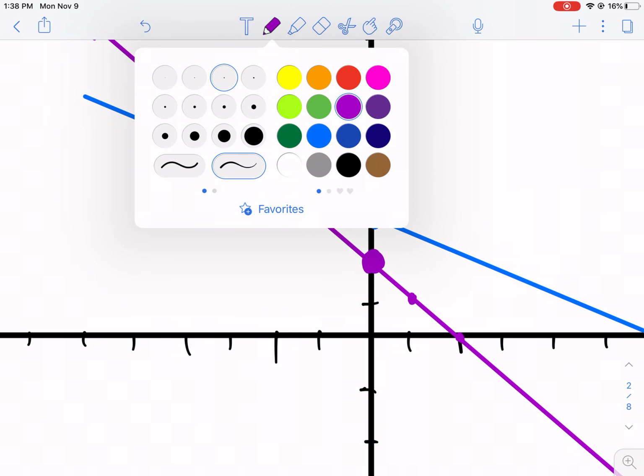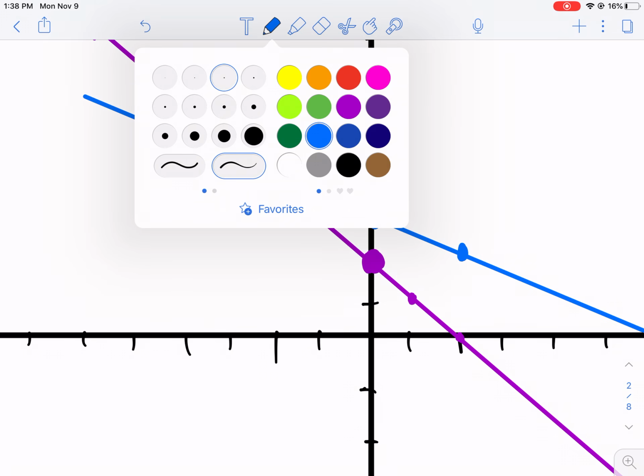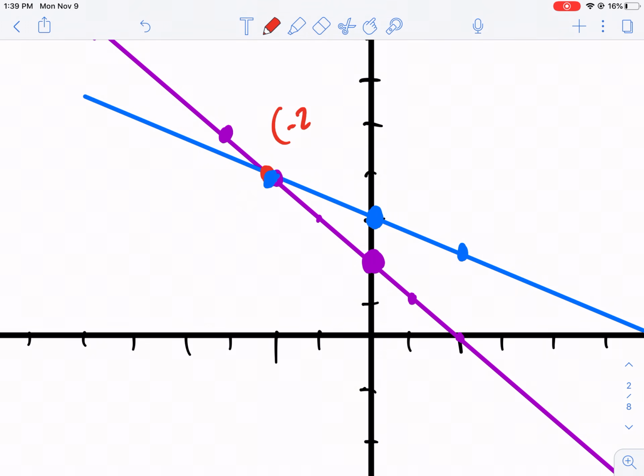Now for my blue, I can go down 1 to the right 2. That takes me there. I'm going to go in reverse. I'm going to go up 1 to the left 2. Guess what? I all land on the same place. That's this guy right here. Okay, so that point right there, which is, survey says, negative 2, 4. And that is my solution.